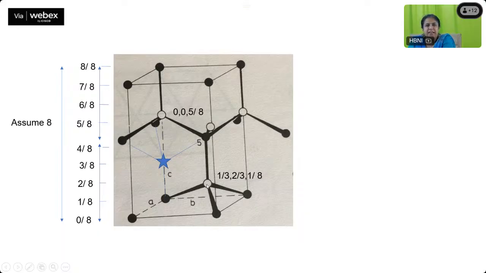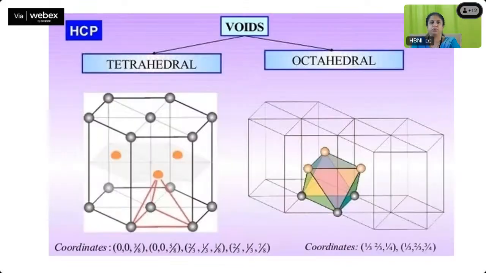Similarly, for this tetrahedron, it is 1 by 3, 2 by 3, 1 by 8. And this one, where you have these 3 points, this will be 1 by 3, 2 by 3, 3 by 8. Little difficult to understand. We can discuss it again, but our request is to please go back and see if you can understand. If you still cannot understand, we'll come back to it.